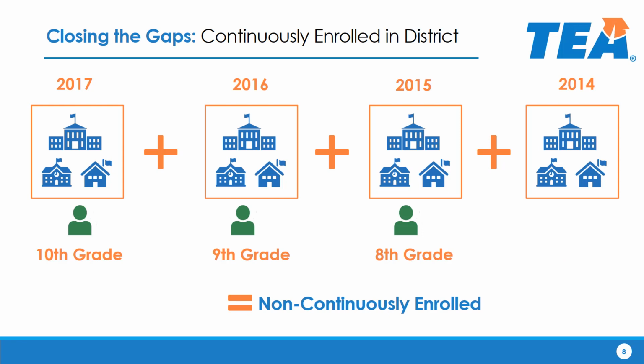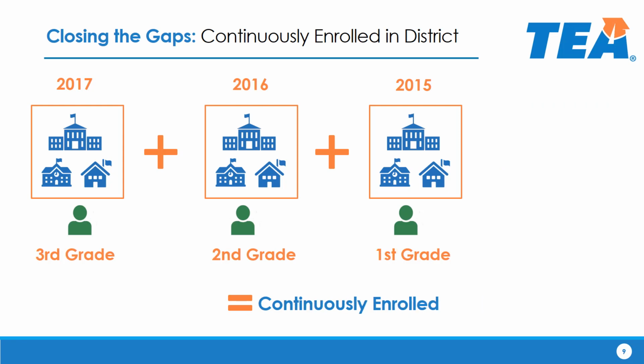Still looking at the district level, if the student is in the district on the snapshot date in 2017 in grade 10, on the 2016 snapshot date they were in the district in grade 9, and on the 2015 snapshot date they were in the district in grade 8, but was not in the district in 2014, then they're not counted as continuously enrolled. In 2016, they're in the district on the snapshot date in 2nd grade, and in 2015, they're in the district on the snapshot date in 1st grade, then they're considered continuously enrolled.